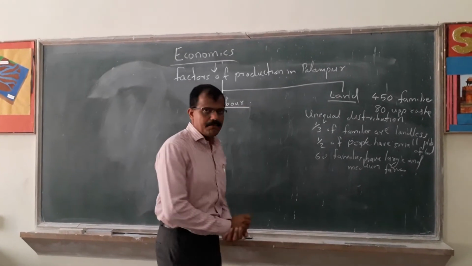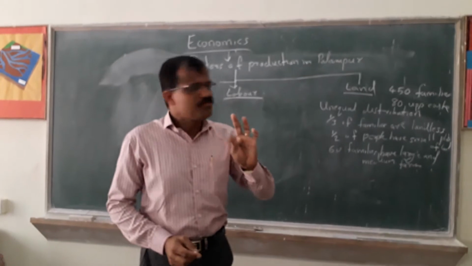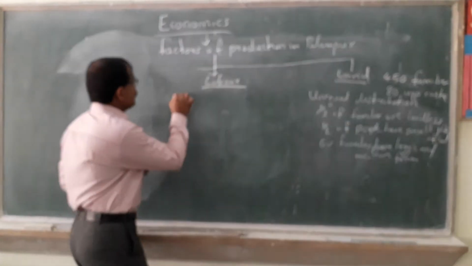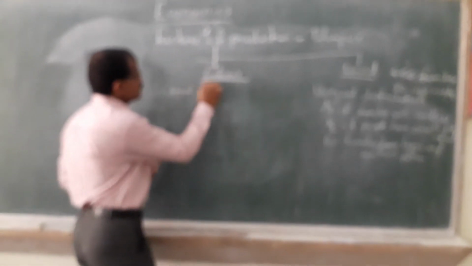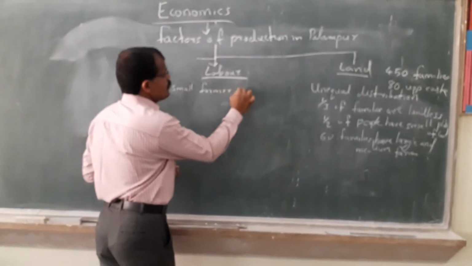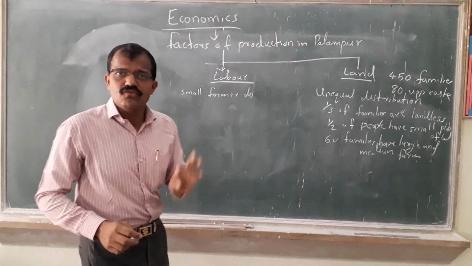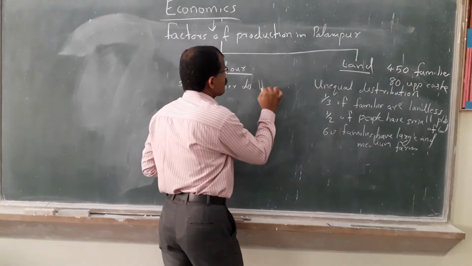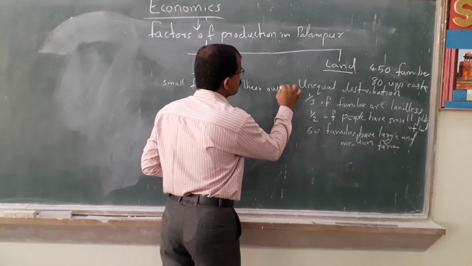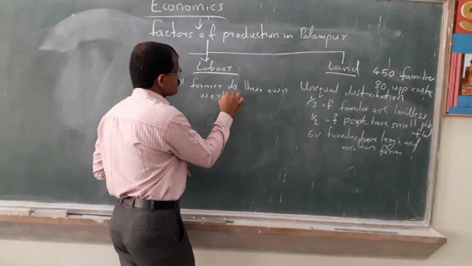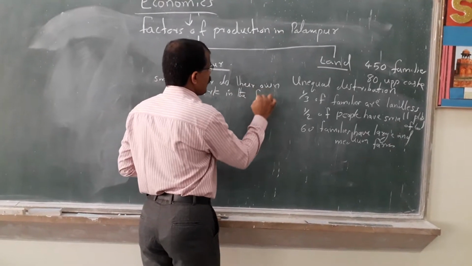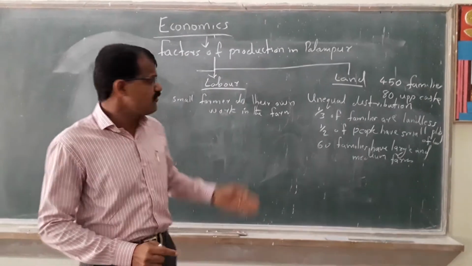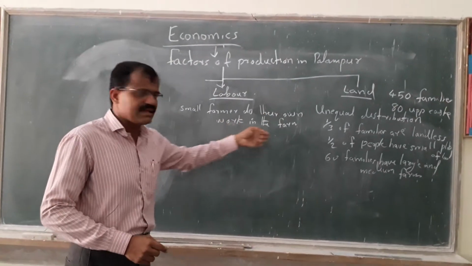The next one is labor. We see that the small farmers are there, which means half of the people have small plots of land. The small farmers do their own work in the farm.